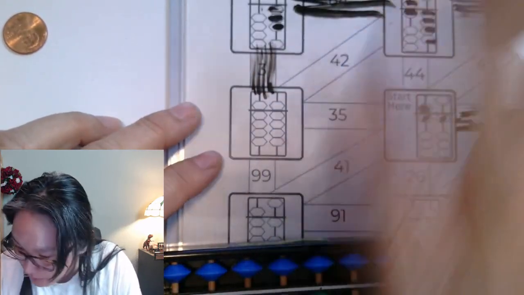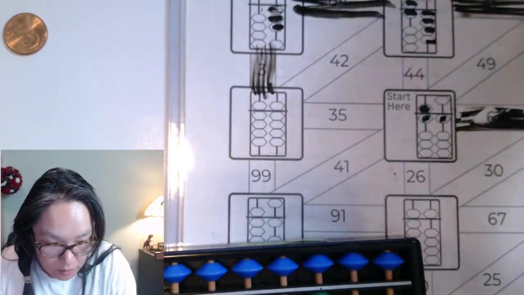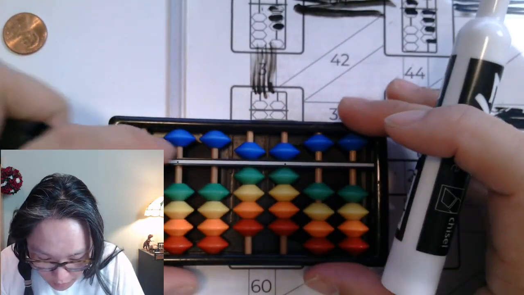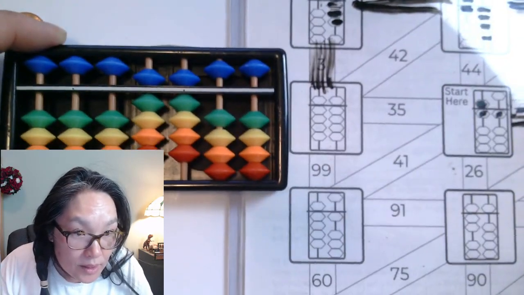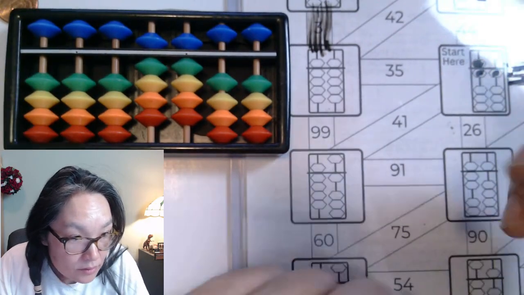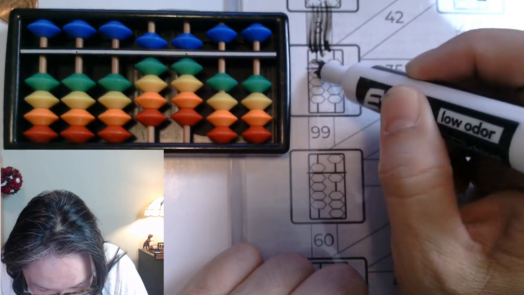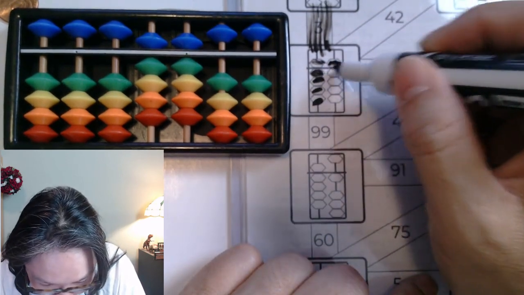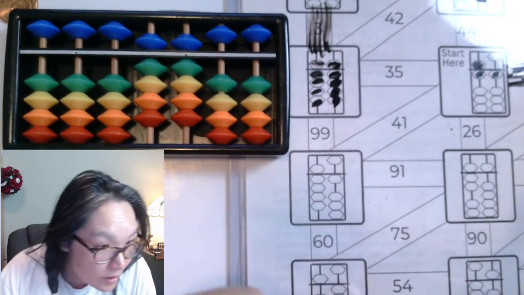Now I have this one over here. I have this number. What number is that? What number do we know this is? 5, 6, 7, 8, 9. 99. Thank you, Deanna. Yes, you're absolutely right. 99.